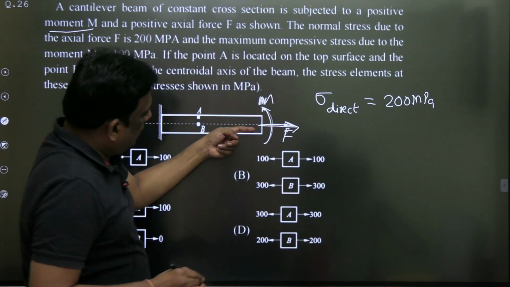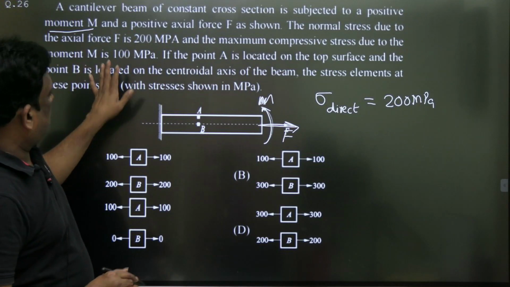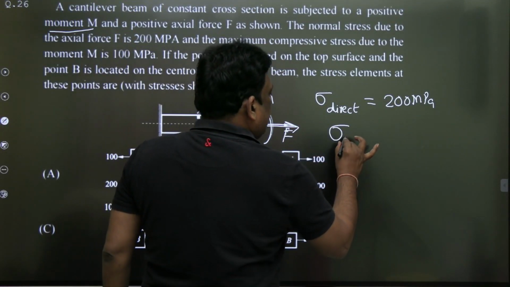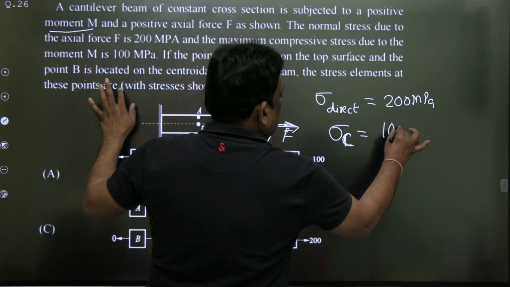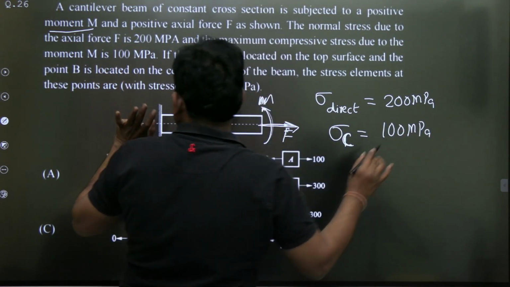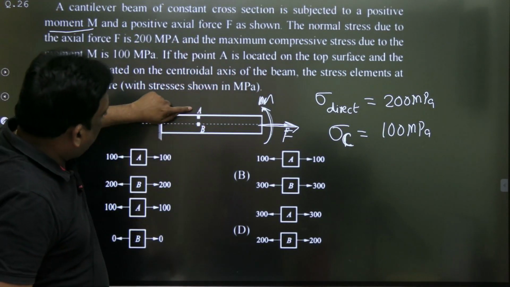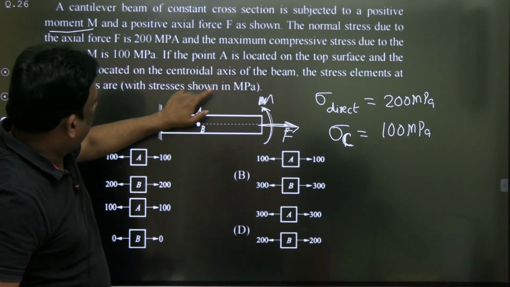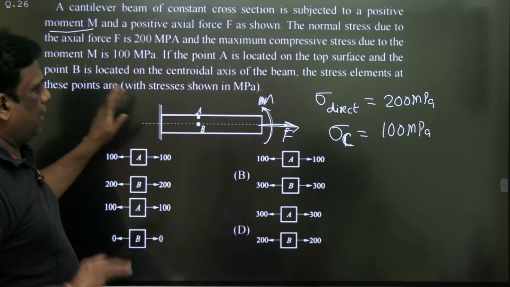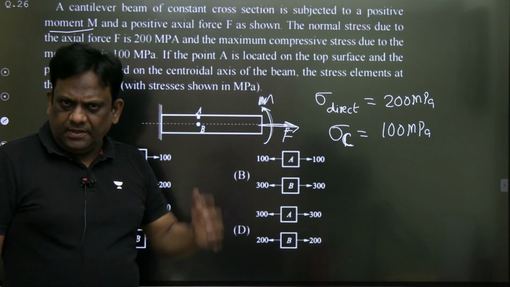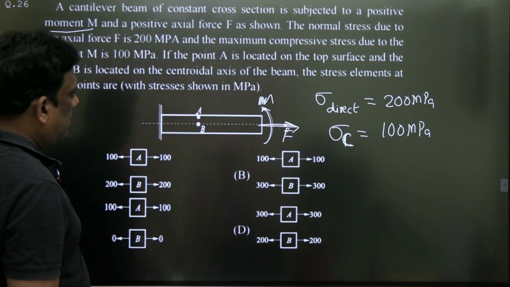This is the direct, so due to this, I write it as direct stress. And the maximum compressive stress is the maximum compressive bending stress, and it is given as 100 megapascal. Good. And what is he asking? If the point A is located at the top surface, and B is located at the centroidal axis, what are the stresses at these points? The direct is 200 and the compressive is 100.